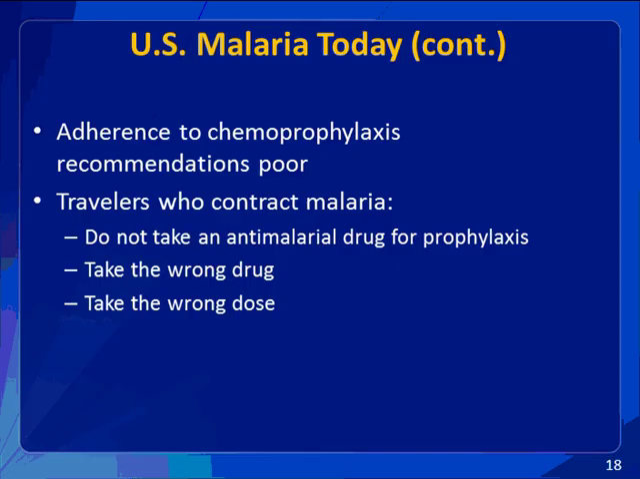Malaria cases and deaths are preventable in the vast majority of U.S. cases. However, adherence to chemoprophylaxis recommendations is poor. The majority of malaria cases in the U.S. reported not taking malaria chemoprophylaxis while traveling. Adherence was poor among those who did take chemoprophylaxis, with travelers either taking the wrong drug or taking the wrong dose.